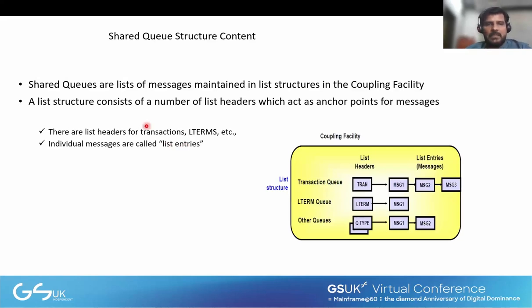Now let's look at how messages are stored in the shared queue structure. Both input and output messages are stored in the shared message queue structure based on their queue types. The shared message queue structures are list structures in the coupling facility. The list structure will consist of multiple list headers. Each list header depicts a specific queue type. There will be list headers for transaction messages, LTERM messages, OTMA messages, and other queue types. The messages that are associated with these list headers are called list entries or messages.